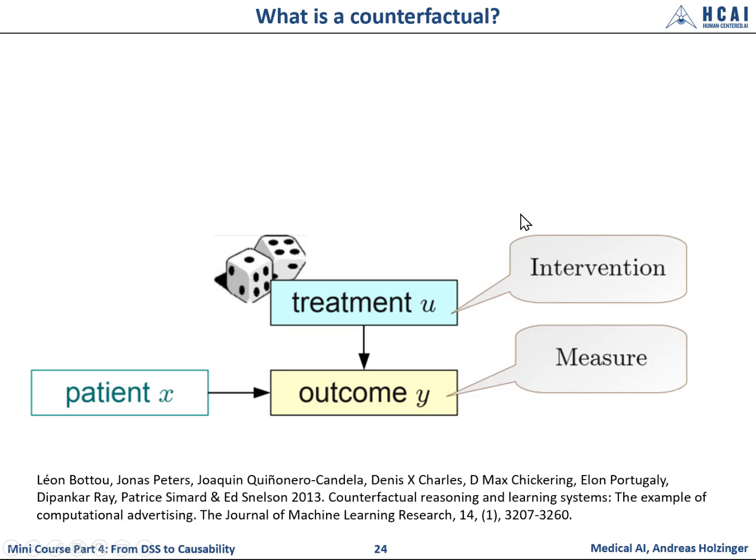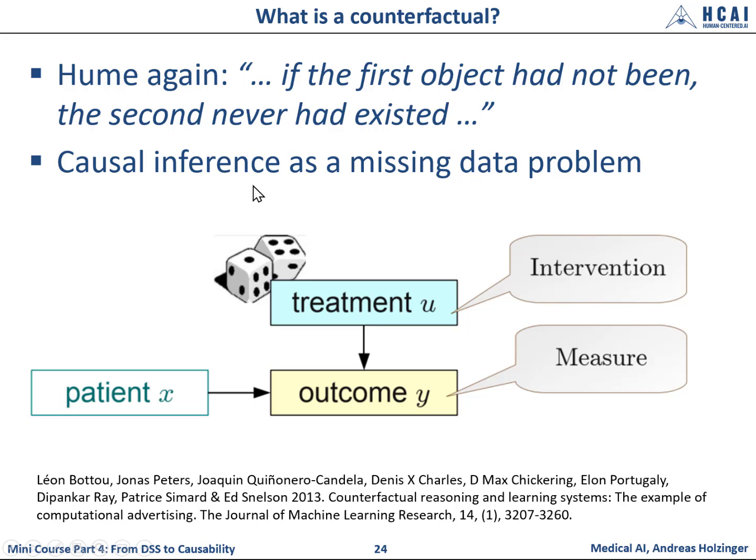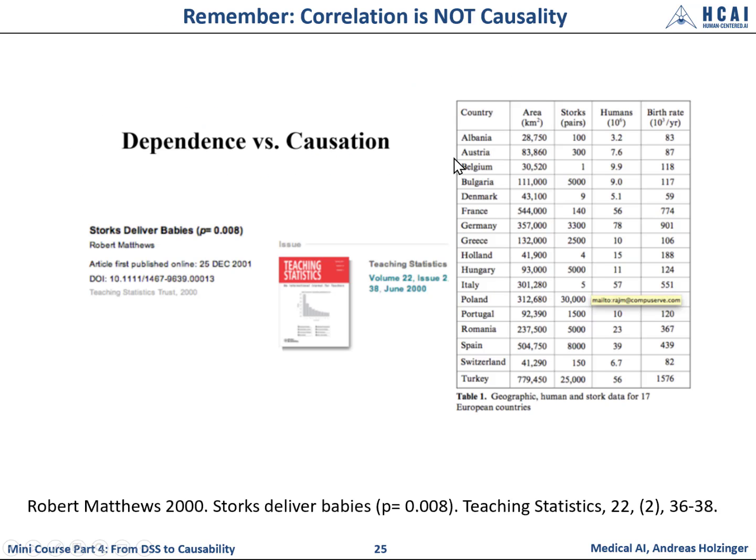So this is a classic example, and Hume said again, if the first object had not been, the second never had existed. So this is the causal chain, and causal inference can be seen therefore as a missing data problem. So you see here beautifully comes together the thinking of classic philosophy with the thinking of machine learning and current artificial intelligence. So remember, correlation is not causality. So back to our AI, it is always important to remember correlation is not causality.